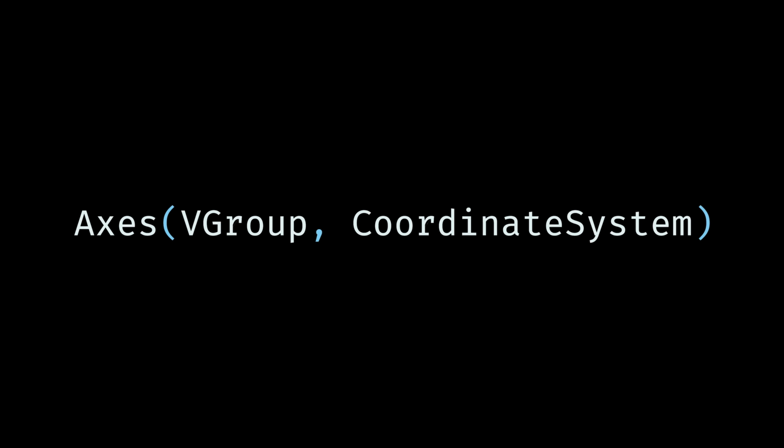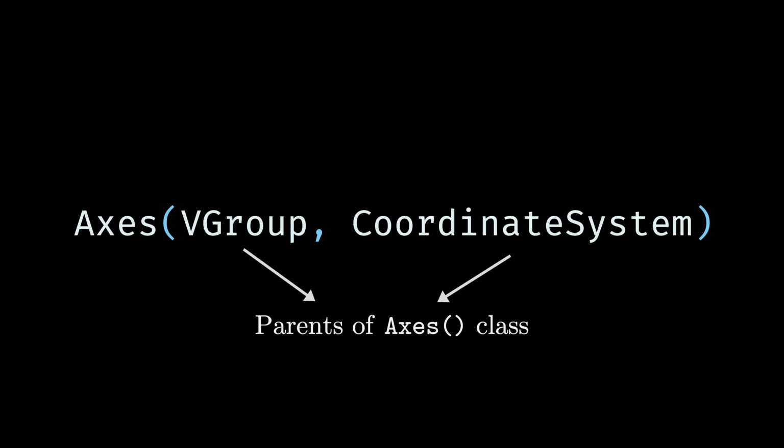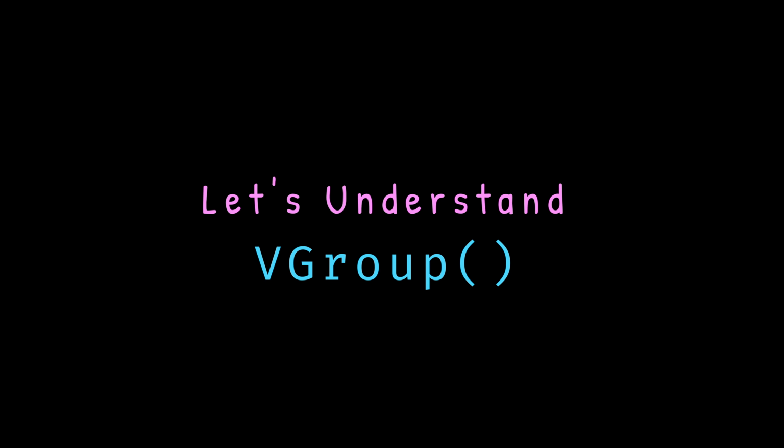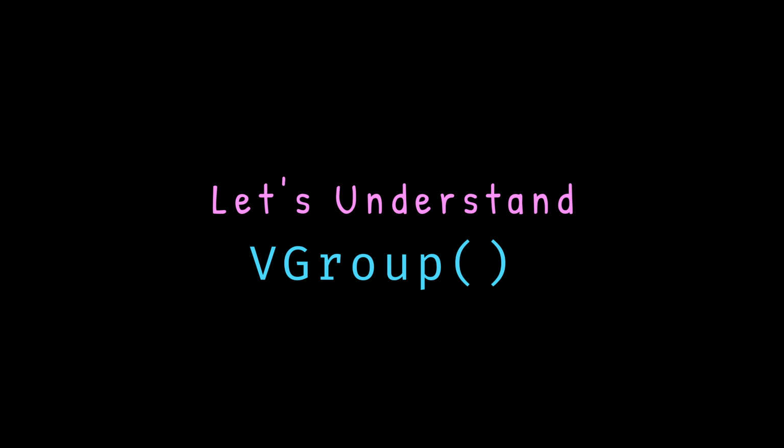The second parent of the Axes class is the VGroup. Earlier, I slightly mentioned VGroup in the code. I guess we need to take a small detour to understand how VGroup works.